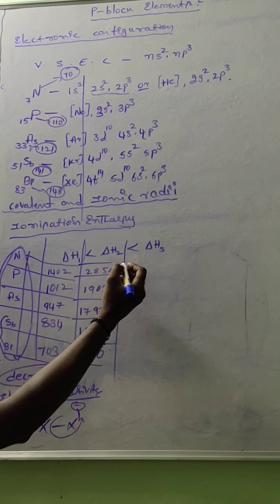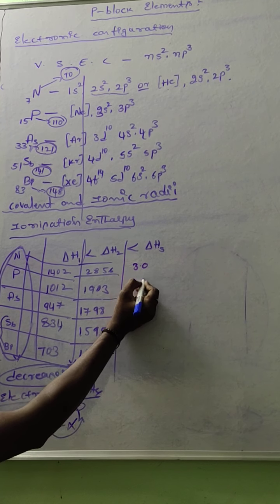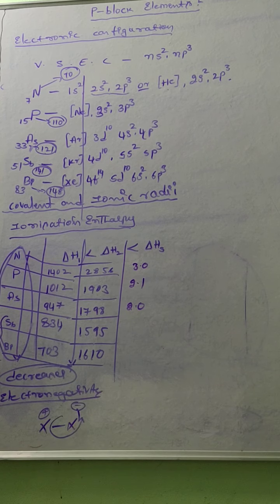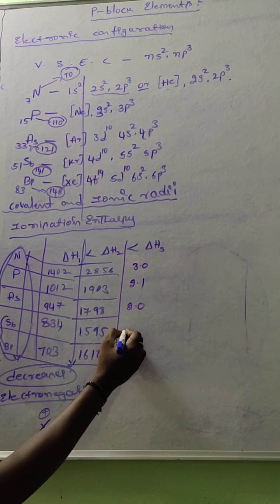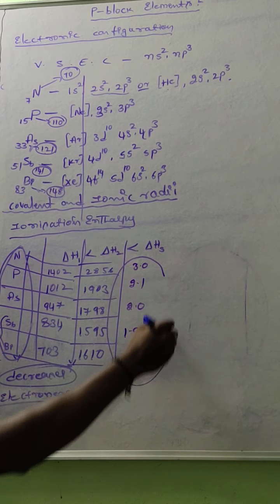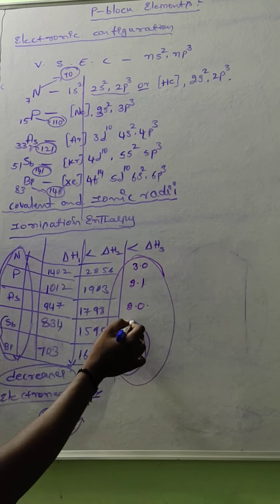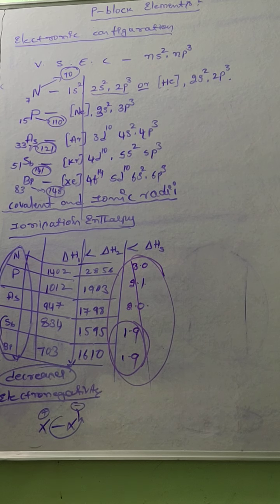The electronegativity of nitrogen is 3.0. The electronegativity of phosphorus is 2.1, then 2.0, 1.9 and 1.9, nearly equal. So the values are 3.0, 2.1, 2.0, 1.9, 1.9. It is an exceptional case. But as we go down the group, what is the effect on electronegativity? As we go down the group, electronegativity gradually decreases due to the increase in electropositive character.